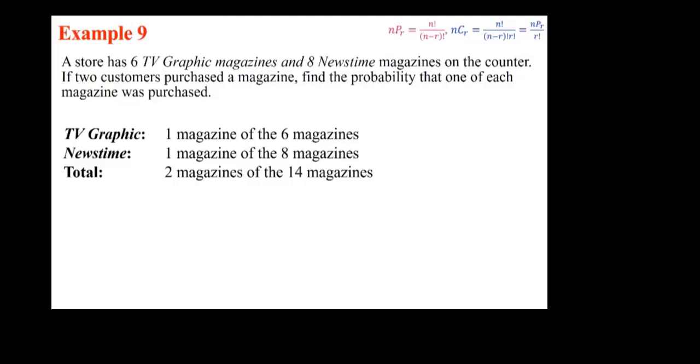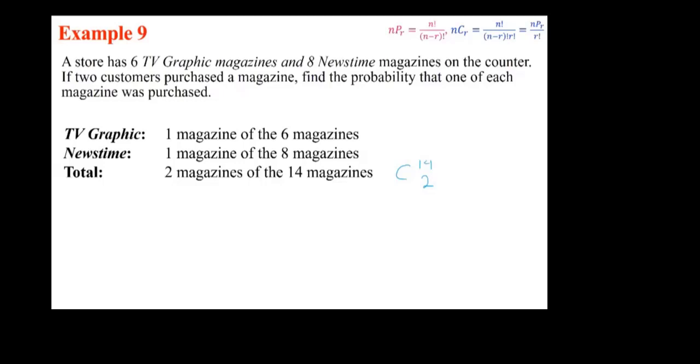And so what we want is to find the probability that 1 of each magazine was purchased, and it's a combination in the following manner. The probability is defined as the number of outcomes for the event of interest over the sample size. First, I want to discuss the sample size, the total possible outcomes. It is the combination of 14 choose 2. That would be your sample space as far as the size is concerned.